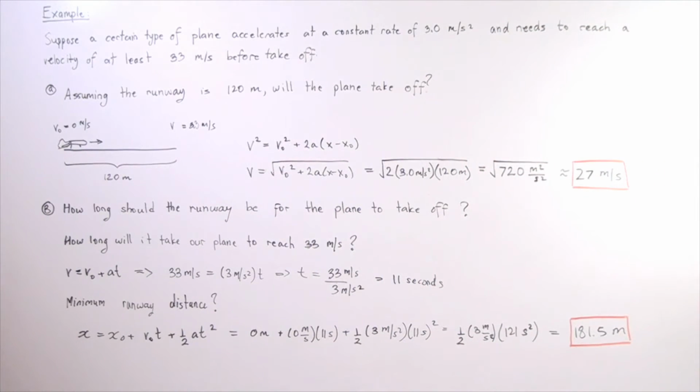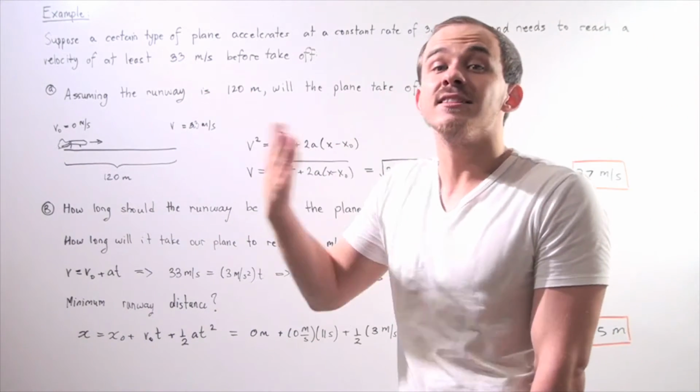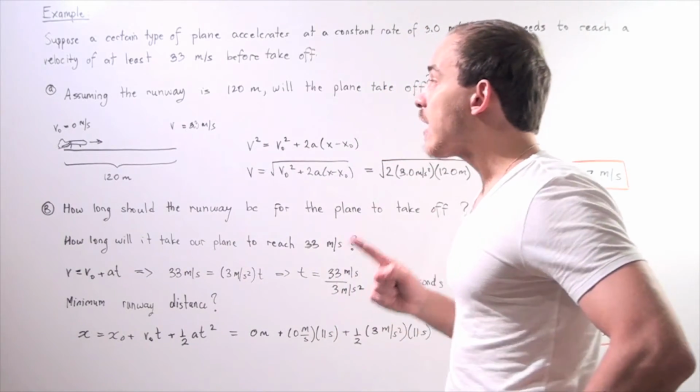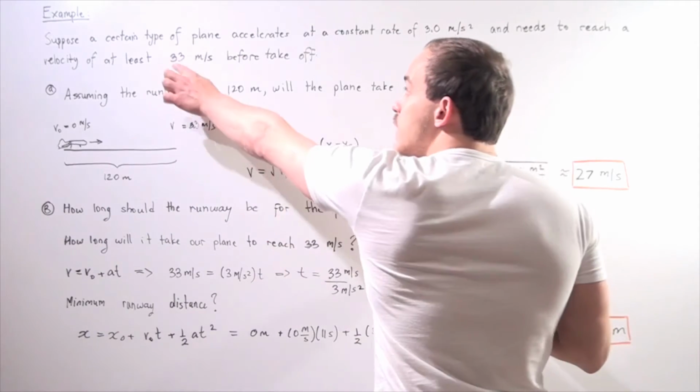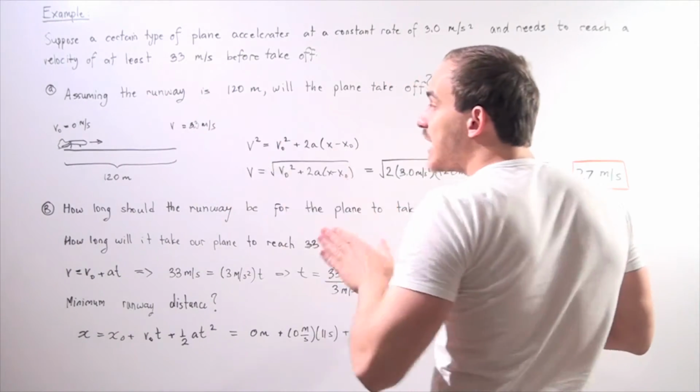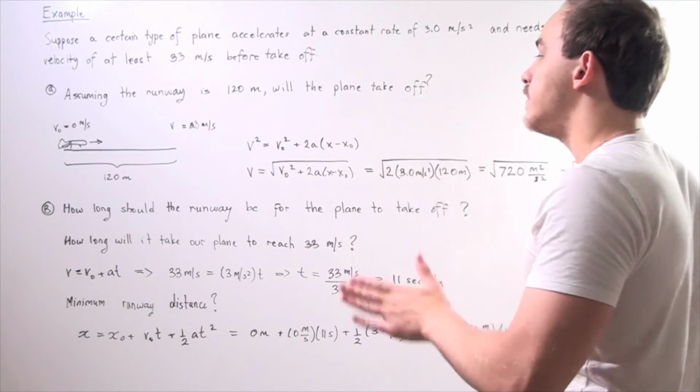approximately 27 meters per second. Now notice this velocity is not the same thing as this velocity. It's less than that. That means our airplane needs more room to travel to reach this final velocity. So that means our runway is not long enough and our airplane will not be able to take off.